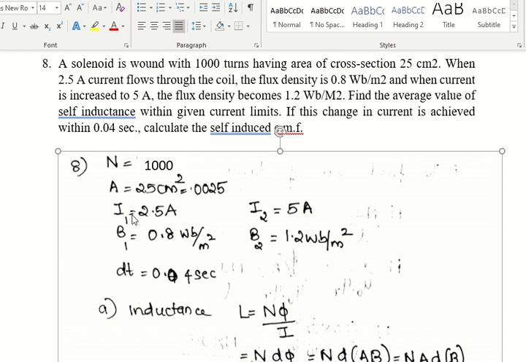That is when I equal to 2.5, let it be initial current I1 2.5, flux density B1 is 0.8 Weber per meter square. When current is increased to 5 ampere, I2 is 5 ampere, flux density becomes 1.2 Weber per meter square. Find the average value of self-inductance within the given current limit. If the change in current is achieved within 0.04 second, calculate the self-induced EMF.